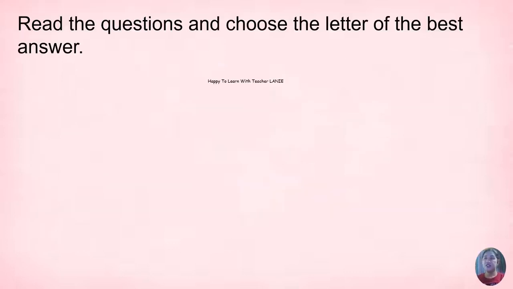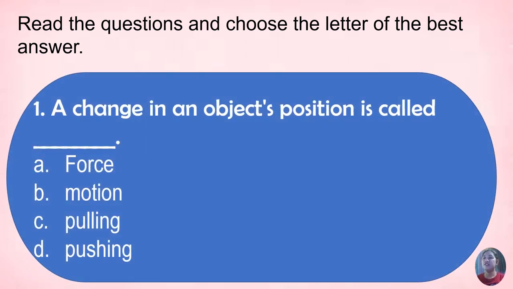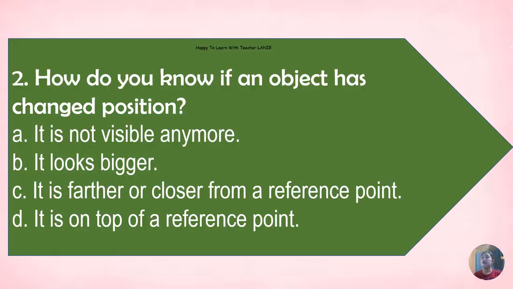Read the questions and choose the letter of the best answer. Number 1. A change in an object position is called A. Force, B. Motion, C. Pulling, D. Pushing. Number 2. How do you know if an object has changed position? A. It is not visible anymore. B. It looks bigger. C. It is farther or closer from a reference point. D. It is on top of a reference point.